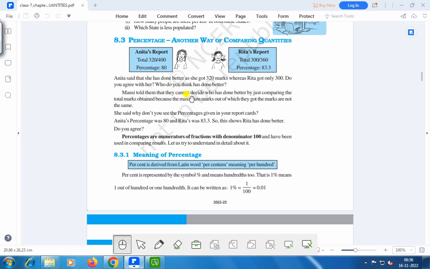Mansi told them that they cannot decide who has done better by just comparing the total marks obtained, because the maximum marks out of which they got the marks are not the same. She said, "Why don't we see the percentage given in your report cards?" Anita's percentage was 80 and Rita's was 83.3. So this shows that Rita has done better.